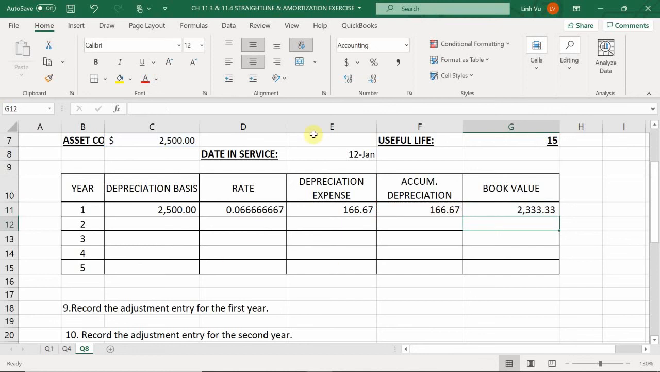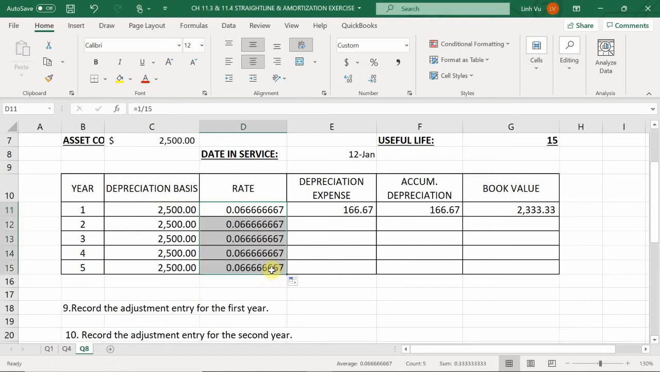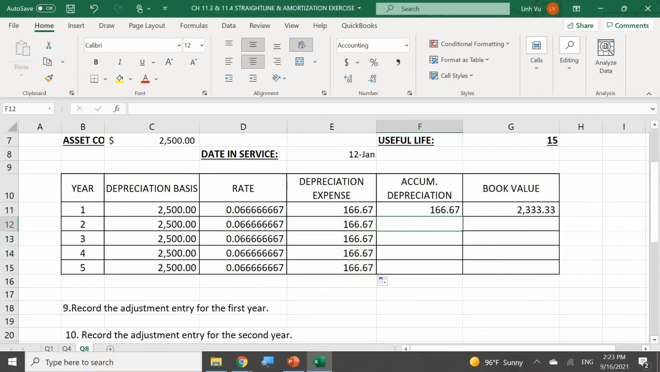Good. All right. What is going to be the depreciation basis for year 2? It's going to stay the same. It will stay the same all the way through. What about the rate? It will also stay the same throughout the whole time. Exactly. What about my expense? That should stay the same. So in this scenario, we're only going to be solving for the accumulated depreciation and the book value.